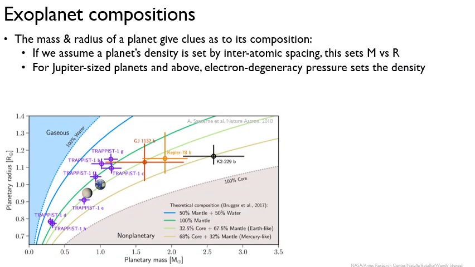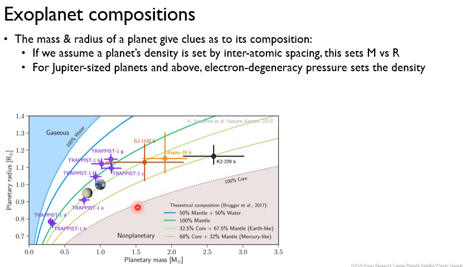And then the final piece of information we can talk about for exoplanets is their composition. So the mass and the radius, remarkably enough, actually gives us clues to the composition. So for low mass planets, like rocky planets like the Earth, we can assume that the density is basically just set by interatomic spacing. So how closely you can pack together material just depends on the separation between atoms. And if you do that, you can plot a mass versus a radius, and you get these arcs that are plotted here. And the interatomic spacing is going to depend on what kind of material you have.